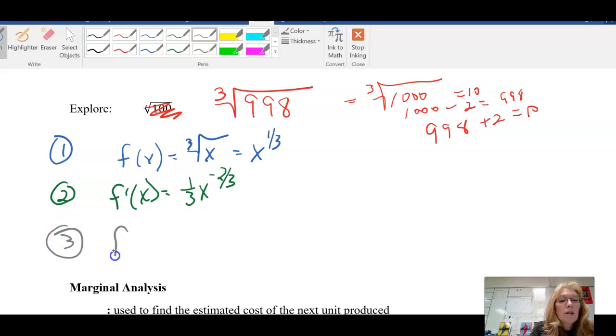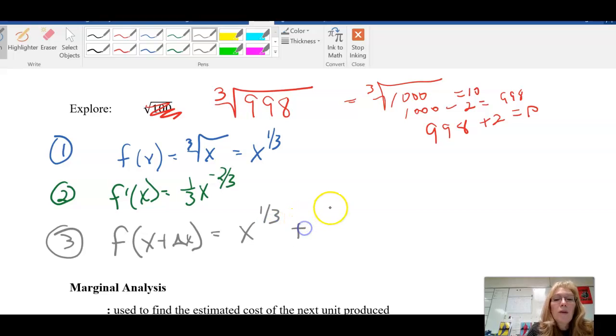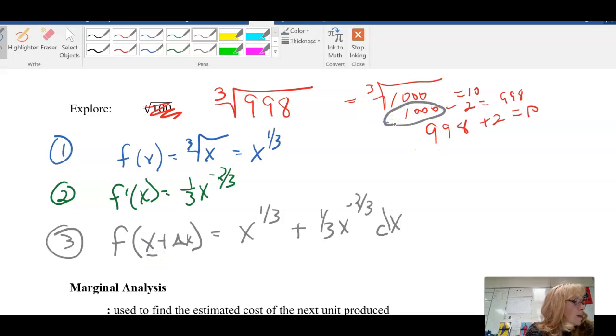So to do that, remember this is f of x plus the change in x, which is equal to my original, x to the 1/3, plus my derivative, times dx. Well, this time, x, my original, is 1,000, and my change is negative 2. So my original, x, equals 1,000, your change in x is -2 because we're going down. Now all you do is you plug that in.